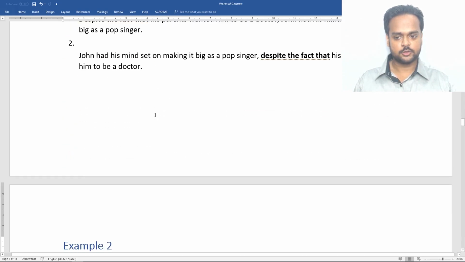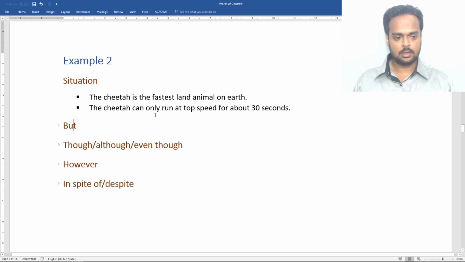All right, let's move on to example number 2. Here's the situation. The cheetah is the fastest land animal on earth. That's on the one hand. On the other hand, the cheetah can only run at top speed for about 30 seconds. Stop the video, write out your sentences, and then check.